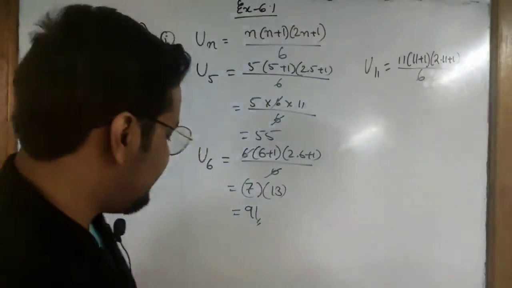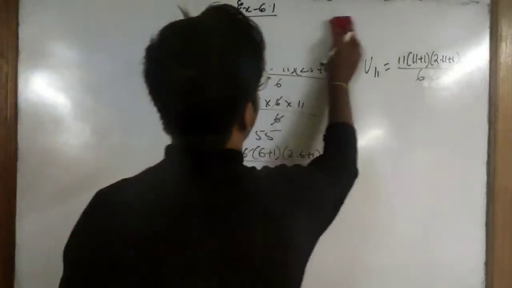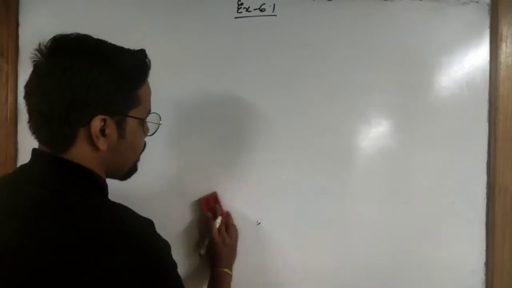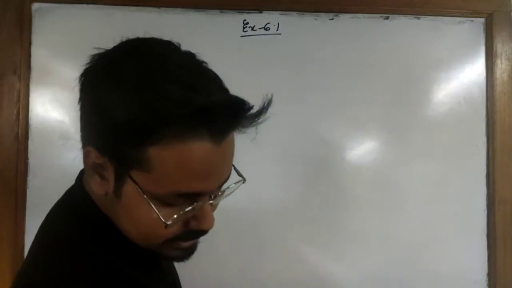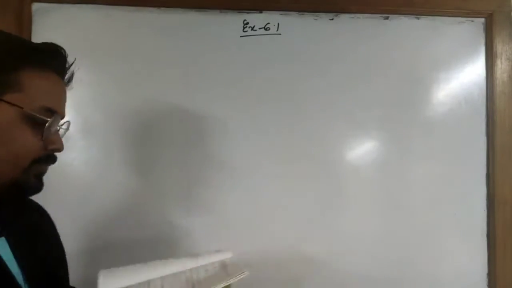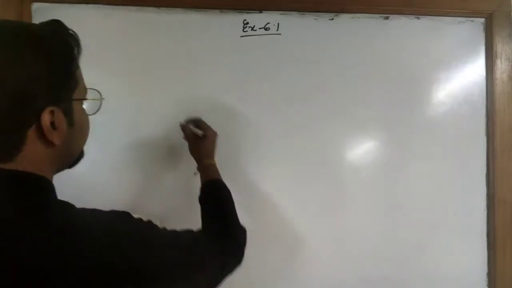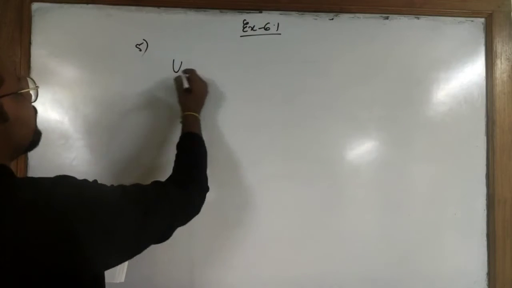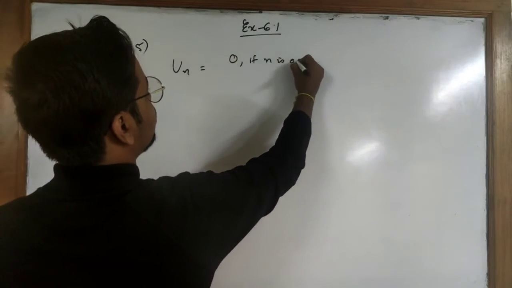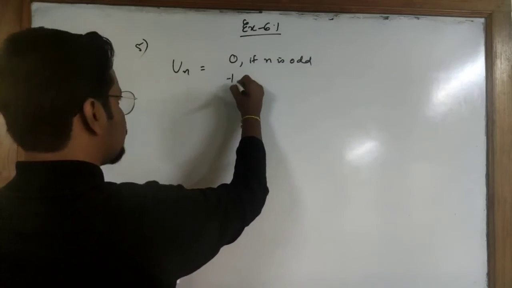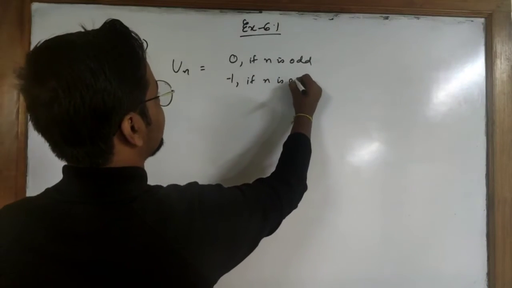Moving on to question number 5, another easy sum. Let's try question number 5, and here they have given a general term un. This is question number 5. Un is given as 0 if n is odd, and -1 if n is even.